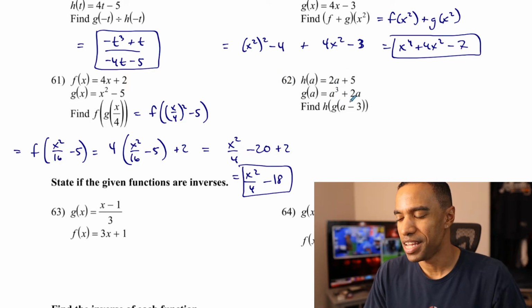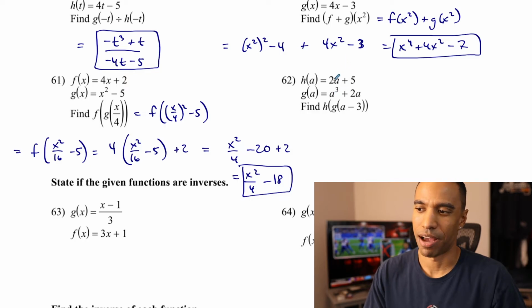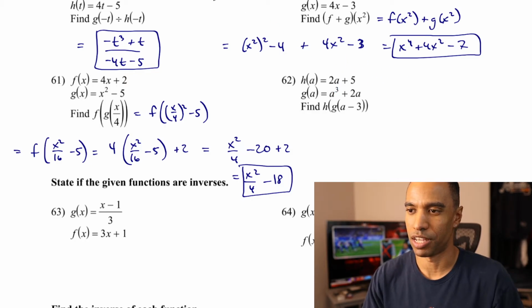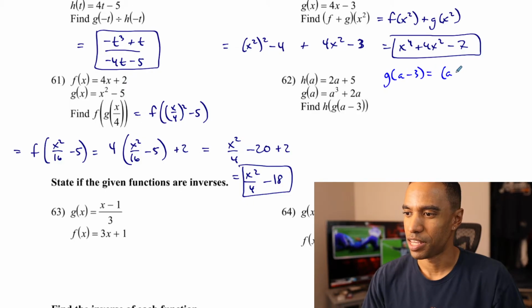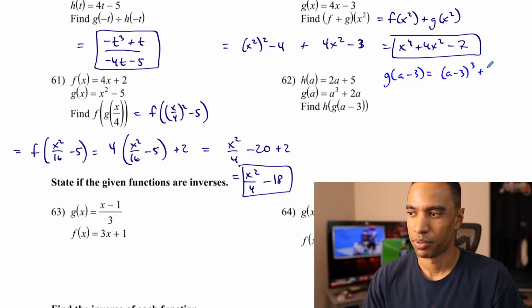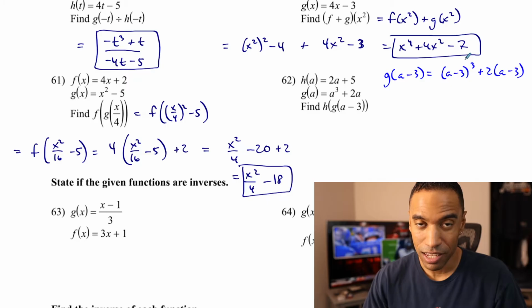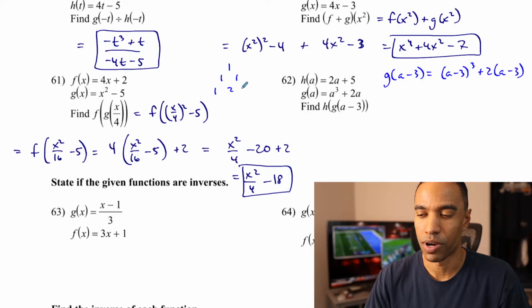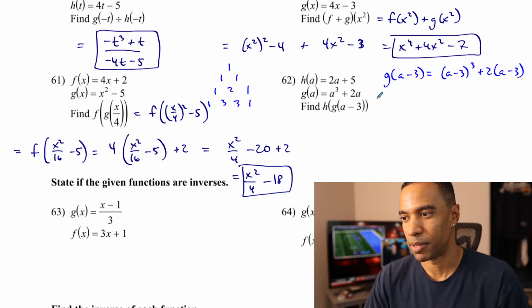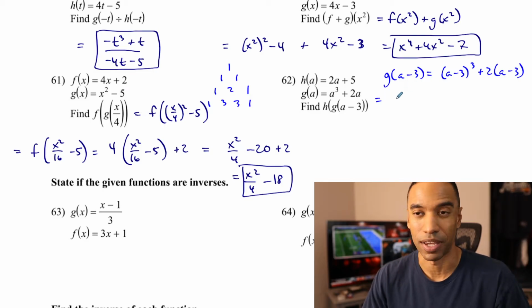H of g of a minus 3. Now, to start this, I'm going to find out what g of a minus 3 is. G of a minus 3 is a minus 3 cubed plus 2 times a minus 3. Now, a minus 3 cubed is not a cubed minus 3 cubed. It is the binomial expansion. It is 1331. 1331 of these guys right here. I mean, it's not huge, but we've got to do it.